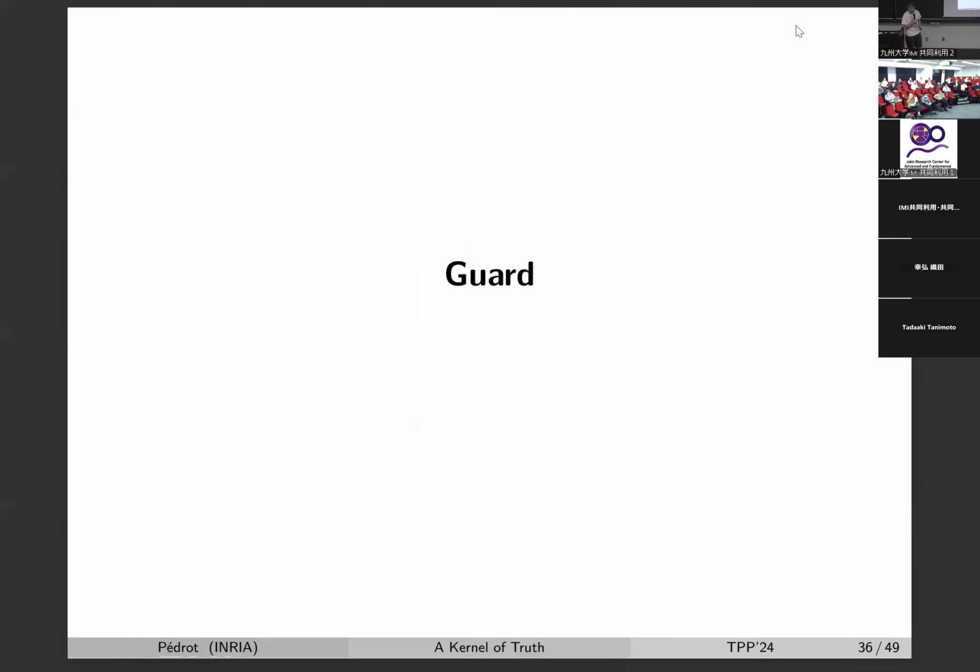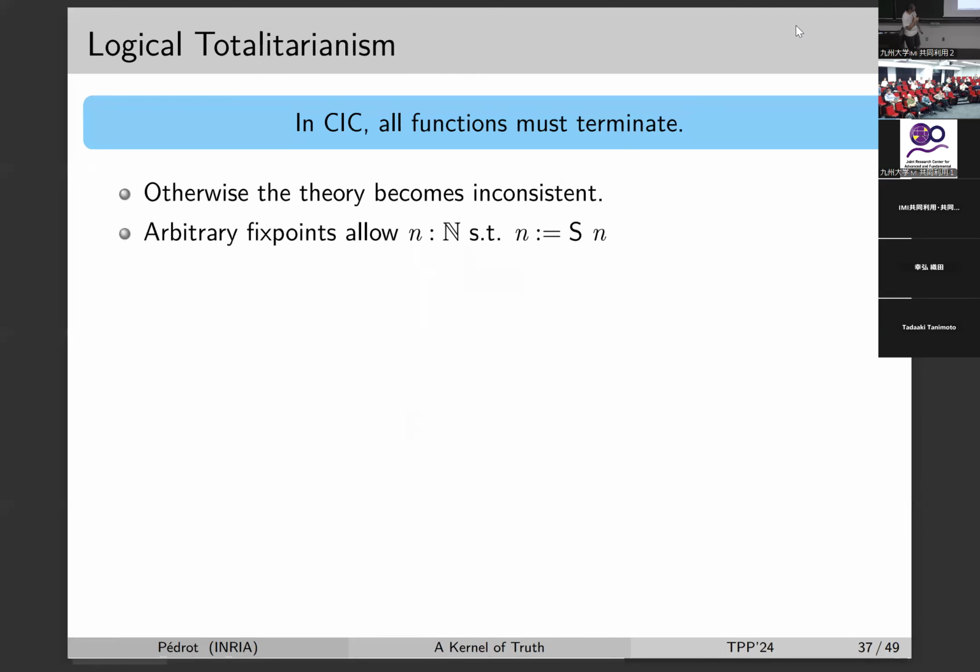Right, and the third and last point I wanted to discuss about the horrors of the Coq kernel is the guard. Okay, so brace yourselves, because that one is great. In CIC, you must ensure, for logical reasons, that functions terminate. That is, you cannot write arbitrary fixed points, because otherwise you would get an inconsistent theory. If you can write, for instance, natural numbers that satisfy this equation, then you lost. So as a strong constraint, every time you write a fixed point, it must be terminating. All functions must be total.